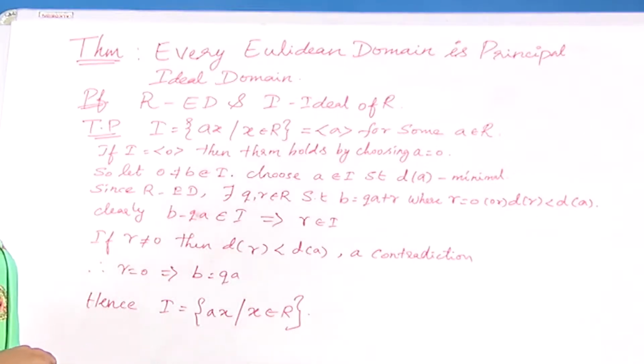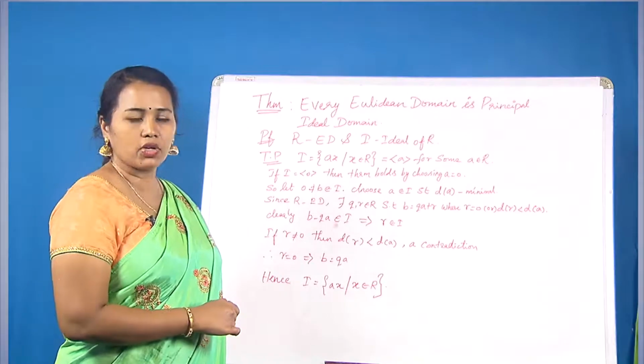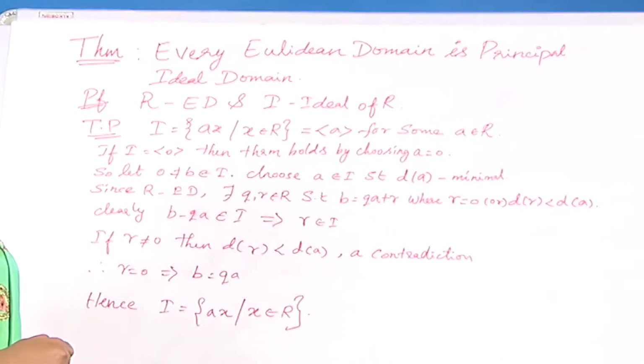Now clearly B minus QA belongs to I. How is this? Since A is inside I, the product of any element with A, that is QA, will belong to I. Since B is also in I, B minus QA is also going to be in I because of the ideal definition, but we know that B minus QA is R. So from this you can say that R belongs to I.